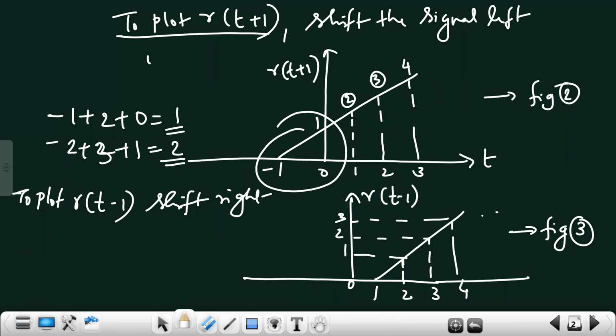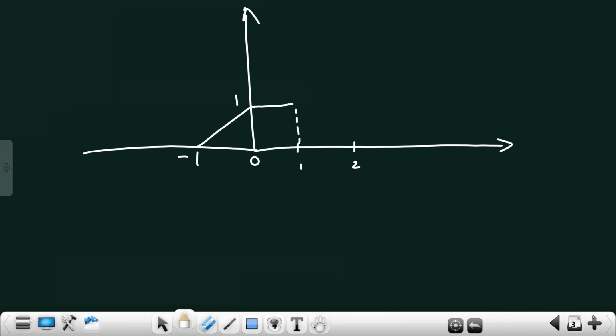So when you plot the final figure, this should come over 2. So the signal will rise towards 2. At time t is equal to 2, the signal should rise from 1 to 2.